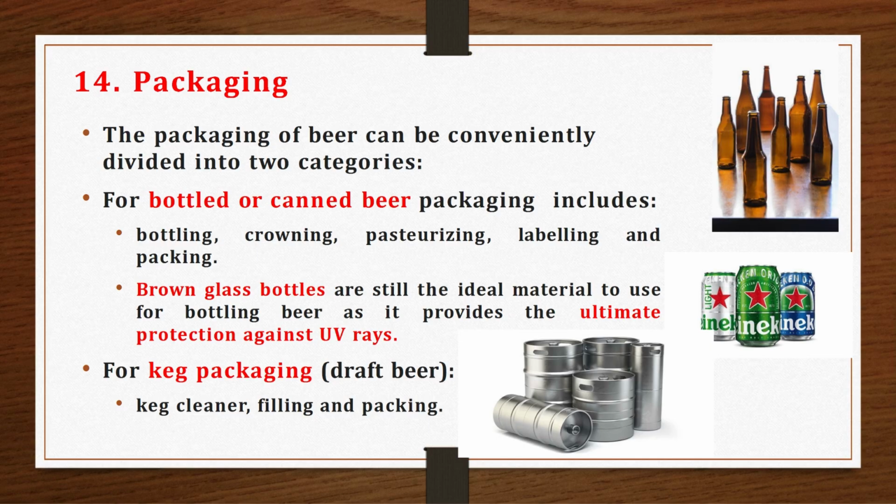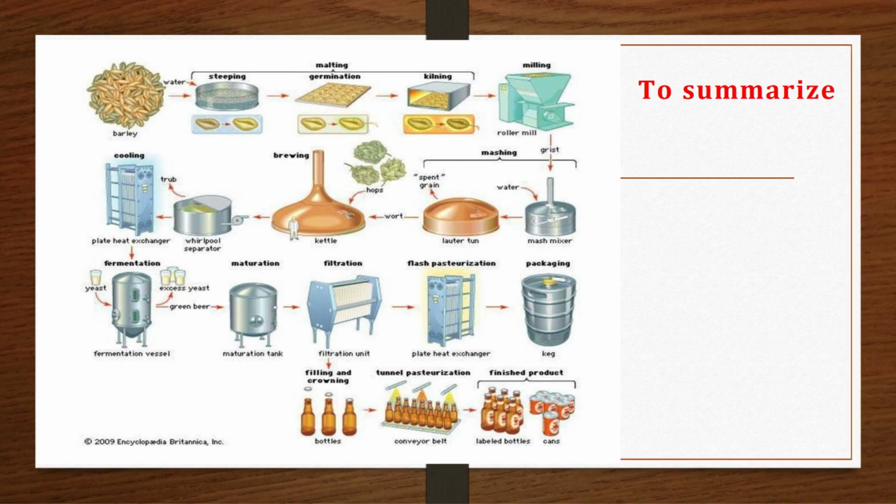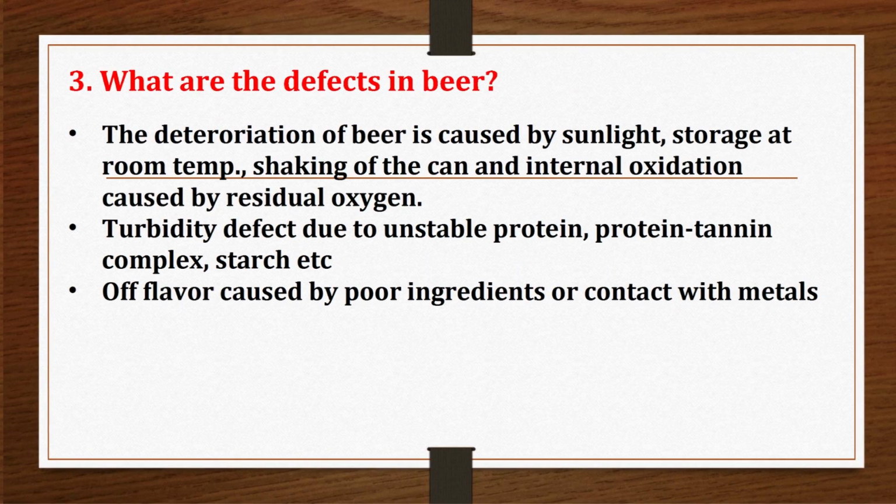Finally, we reach the last step, 14. Packaging. The packaging of beer can be divided into 2 categories. For bottled or canned beer, packaging includes bottling, crowning, pasteurizing, labeling, and packing. It's noted that brown glass bottles are still the ideal material, as they provide the ultimate protection against UV rays, which can spoil the beer. For keg packaging or draft beer, the process involves keg cleaning, filling, and packing. The next slide simply says, to summarize, which we have effectively been doing throughout this walkthrough.